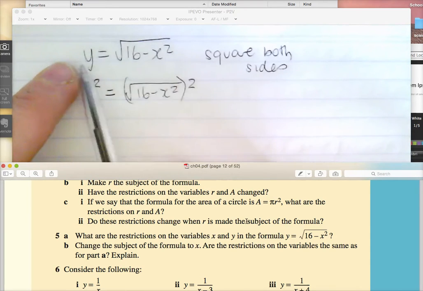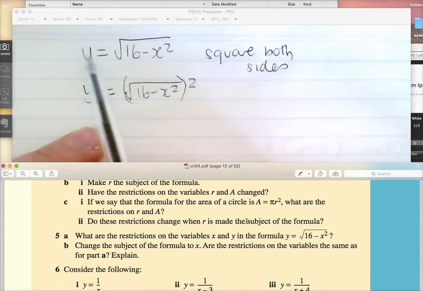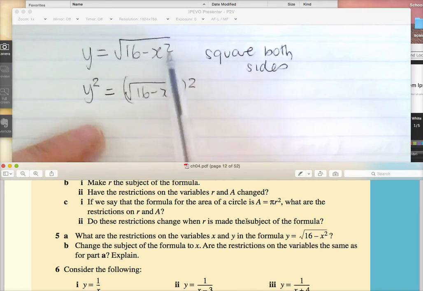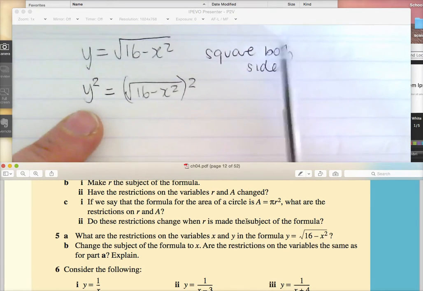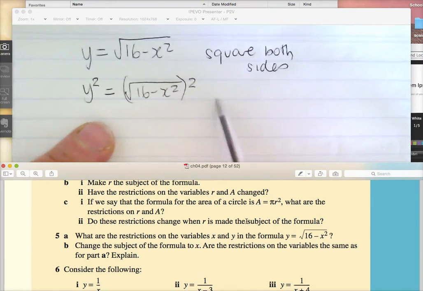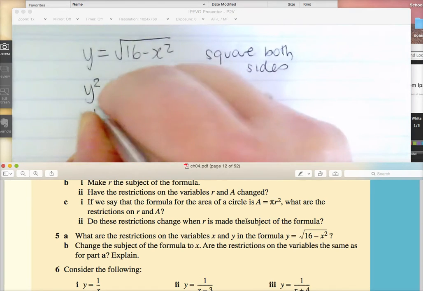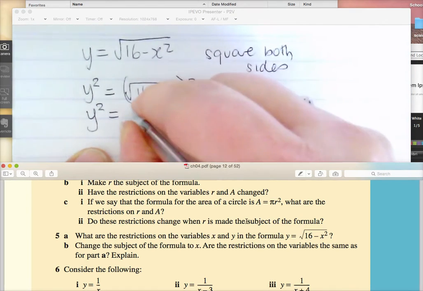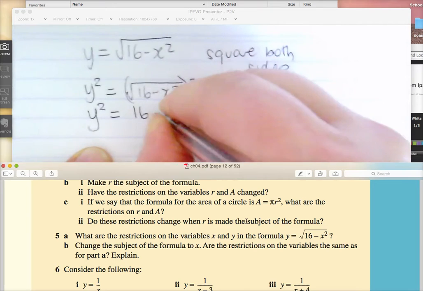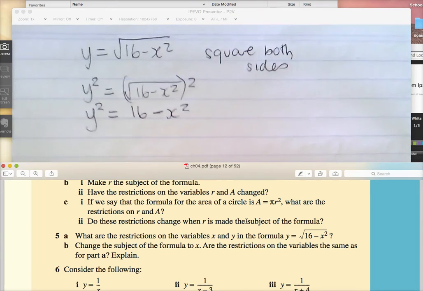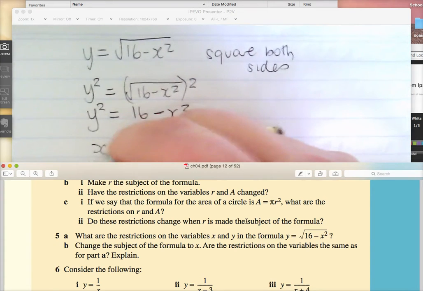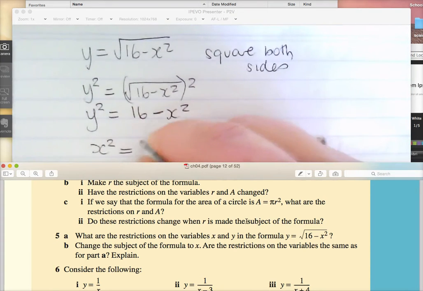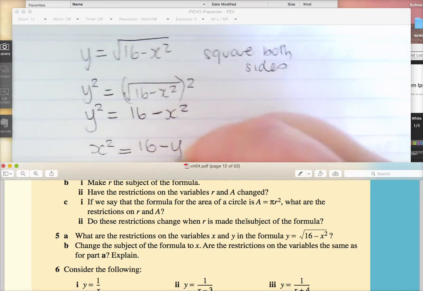It says to rearrange the formula so that x is the subject. So you've got y equals the square root of 16 minus x squared. We want to make x the subject, so we'll square both sides. What do we get? y squared is 16 minus x squared. Let's make x the subject. What are you going to do? x squared is 16 minus y squared.